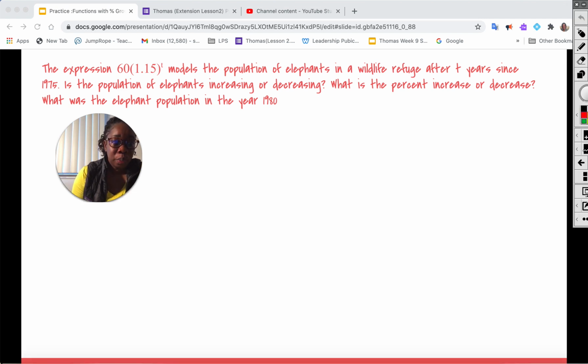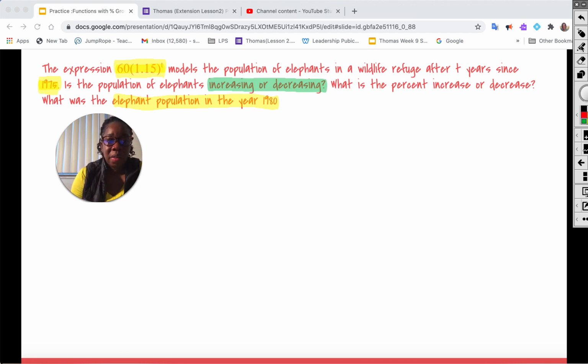So what do we know? This is modeled by an exponential function, where it started in 1975. That's going to be very important. We want the elephant population in the year 1980, and we need to figure out, is this increasing or decreasing? All right, so let us proceed with what we know so far.